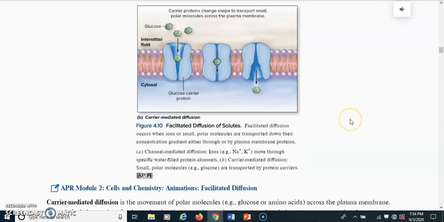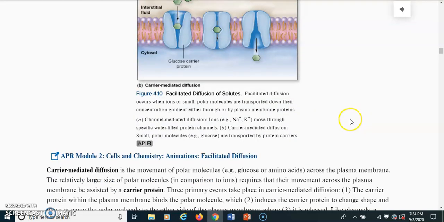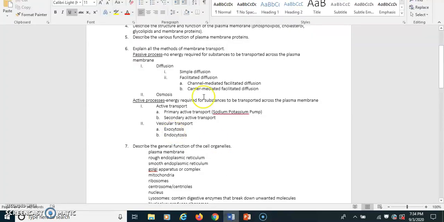So, all right, that is our simple diffusion and facilitated diffusion. These are mainly talking about substances like sodium and oxygen and glucose. The next thing we'll talk about is osmosis, and this just has to do with the movement of water across the cell or plasma membrane. So that'll be in our next video.